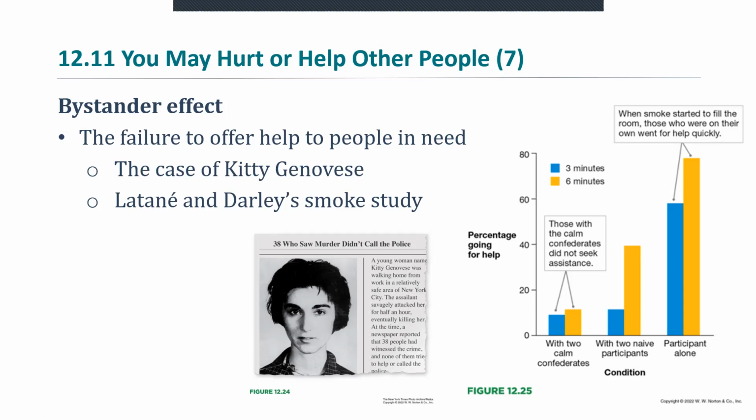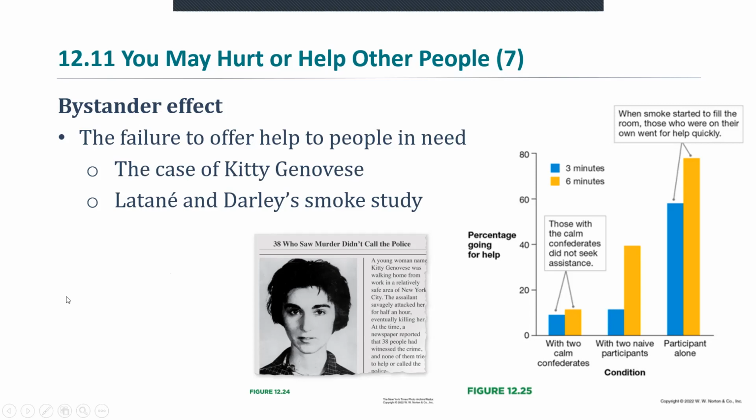So even though the initial newspaper report was incorrect, it caused an outrage. Like, how could this happen? And this is what led to psychologists saying, we've got to study this. How could 38 people witness a crime and not do anything? And so Latane and Darley were the two researchers that really tackled this issue, and they conducted a series of studies. I think three main different studies that looked at this bystander effect.